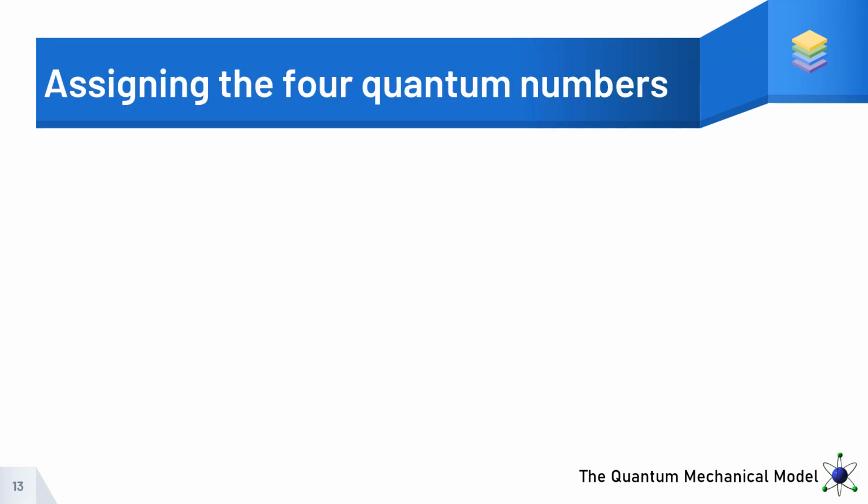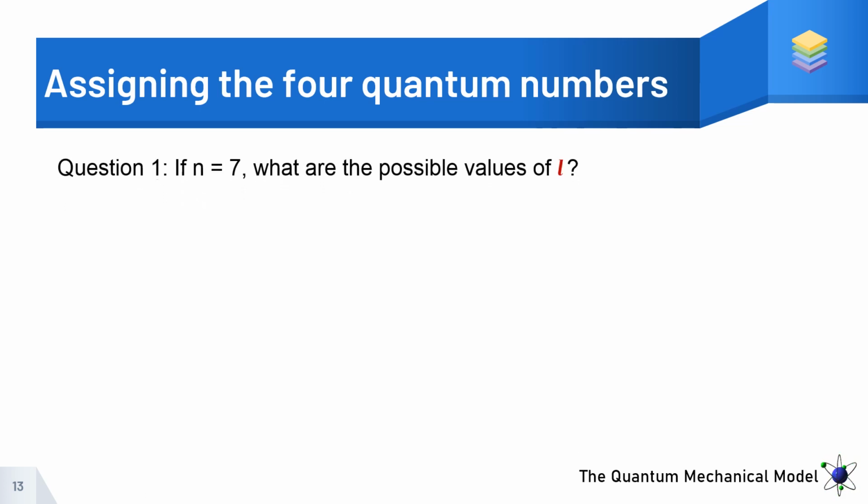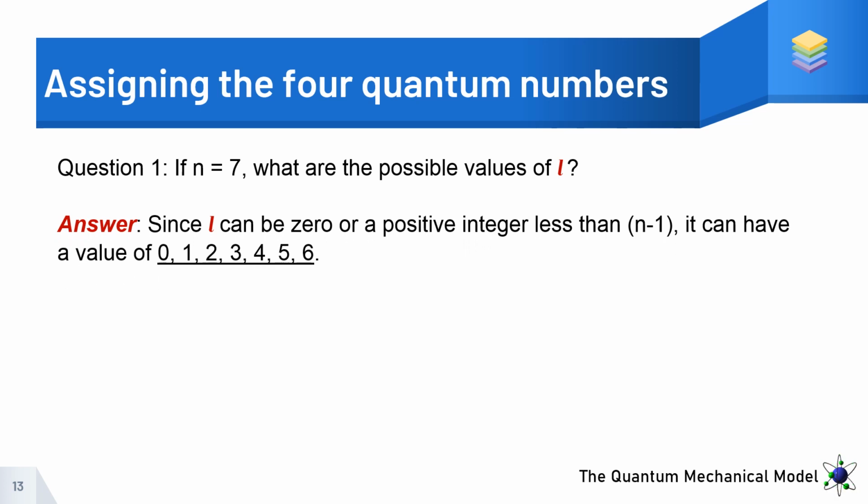Now let us try to assign the four quantum numbers. Let us answer the following question. If n is equal to 7, what are the possible values of L? Since L can be 0 or a positive integer up to n minus 1, it can have a value of 0, 1, 2, 3, 4, 5, and 6. Remember, the formula is n minus 1, so we have 7 minus 1 equals 6. All the numbers below, including 6, can be possible values of L.